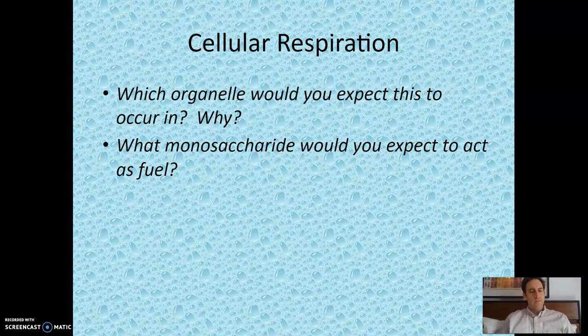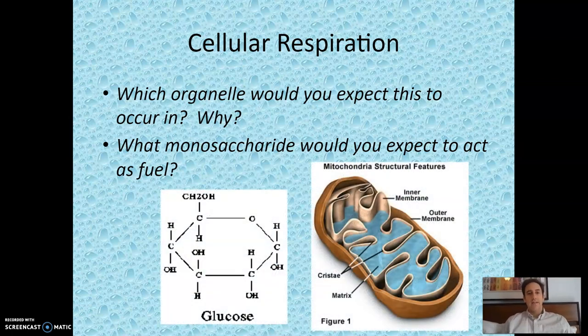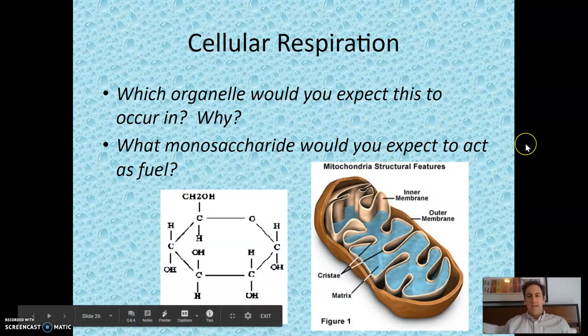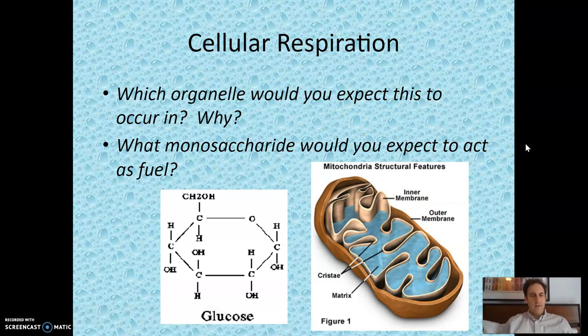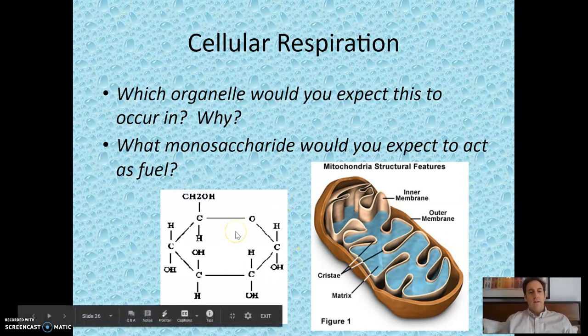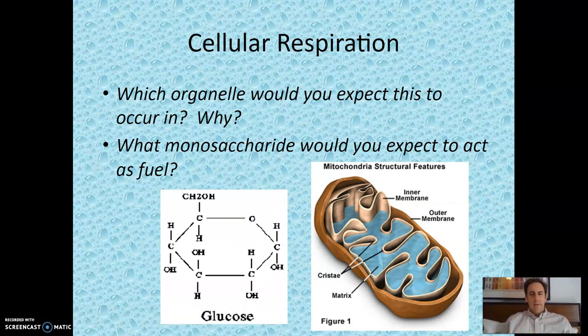Which organelle would you expect this to occur in and why? And then which monosaccharide would you expect to act as fuel? Hopefully you know the answers to these two questions because of our past units. In Unit 2 on cells, we learned that the mitochondria, in fact, is the organelle that produces energy. And lo and behold, the mitochondria will feature prominently in the next screencast or two. And then the monosaccharide is glucose, which hopefully you memorized in Unit 1, is used to produce energy for the cell. Back in Unit 1, you just memorized that fact: glucose makes energy. Now we're going to understand how that actually happens.